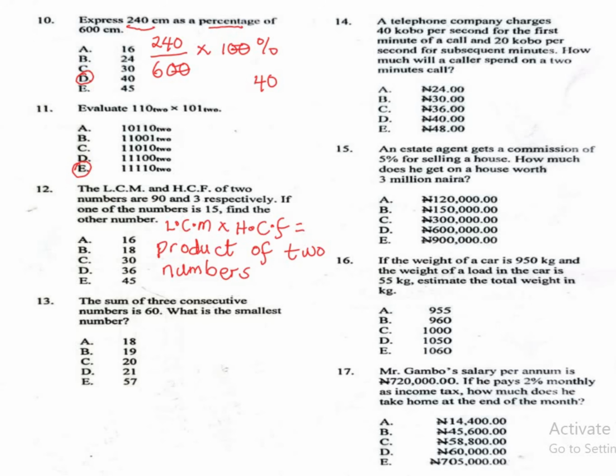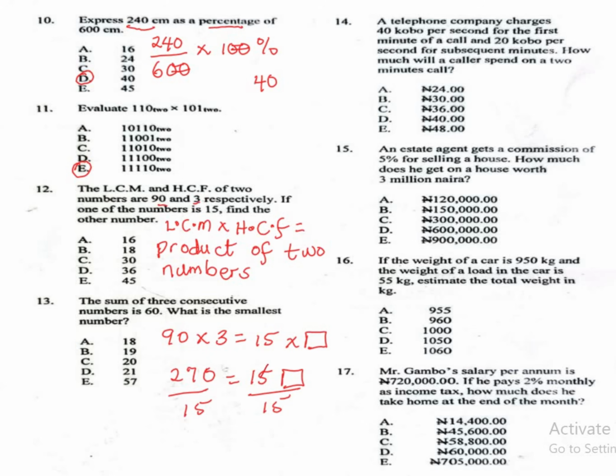In the question, the LCM and HCF of two numbers are 90 and 3. So we have 90 times 3, that's LCM and HCF, equal to 15 times the second number we are looking for. Let me represent it with this box. 90 times 3 is 270, equal to 15 times box. To get the box, you divide both sides by 15 to get the second number.